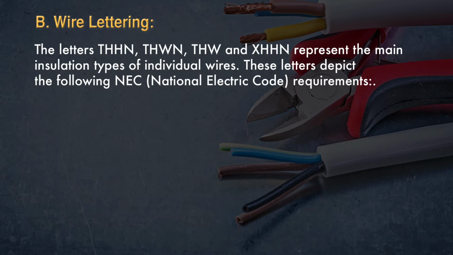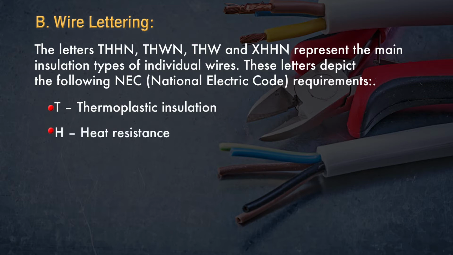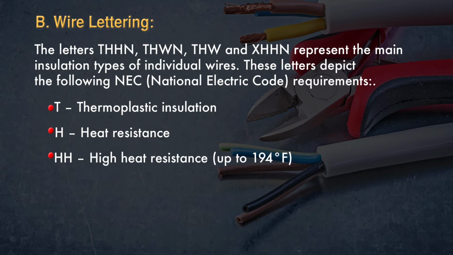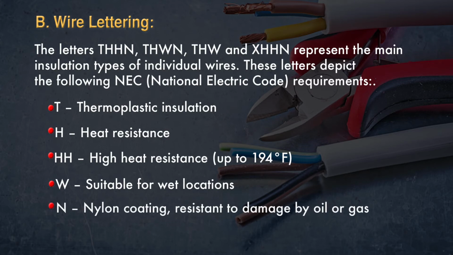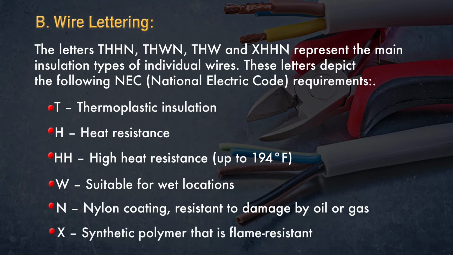These letters depict the following National Electric Code requirements, where T stands for thermoplastic insulation, H stands for heat resistance, HH stands for high heat resistance up to 194 degrees Fahrenheit, W stands for suitable for wet location, N stands for nylon coating resistant to damage by oil or gas, and X represents synthetic polymer that is flame resistant.